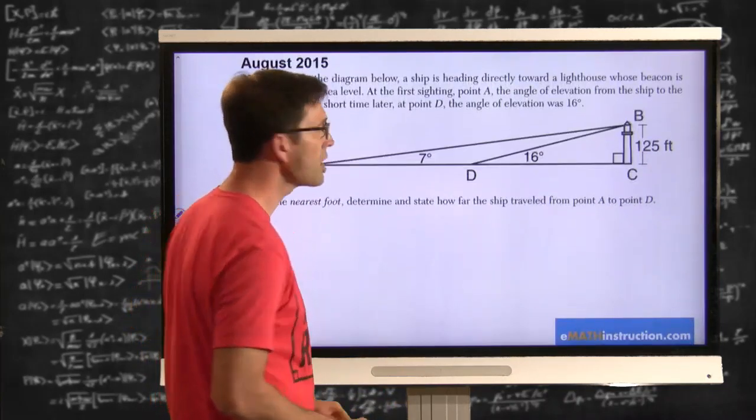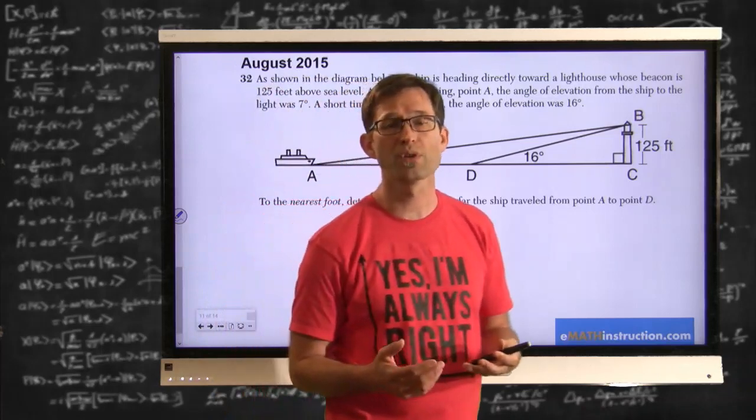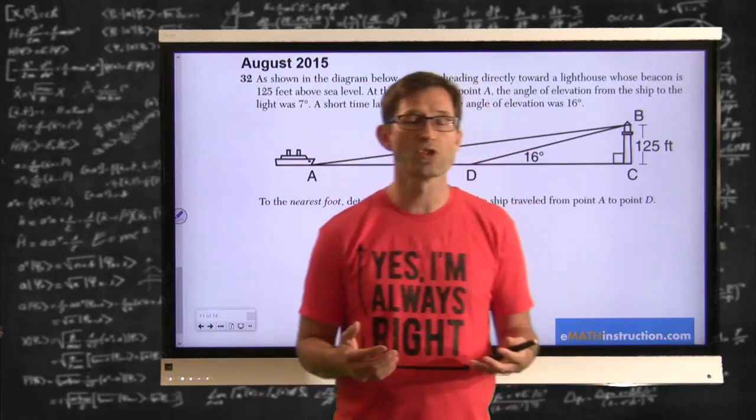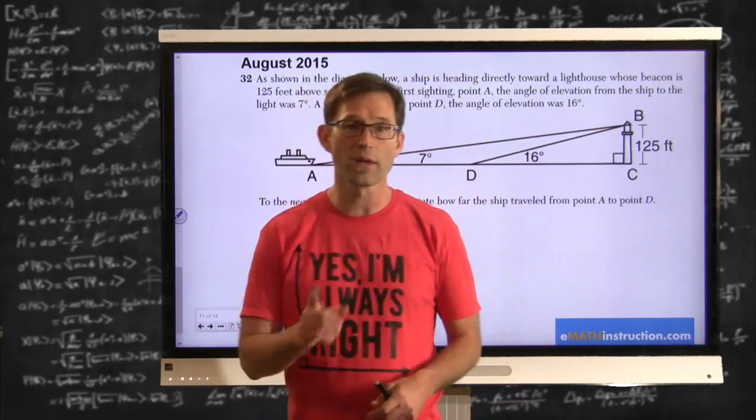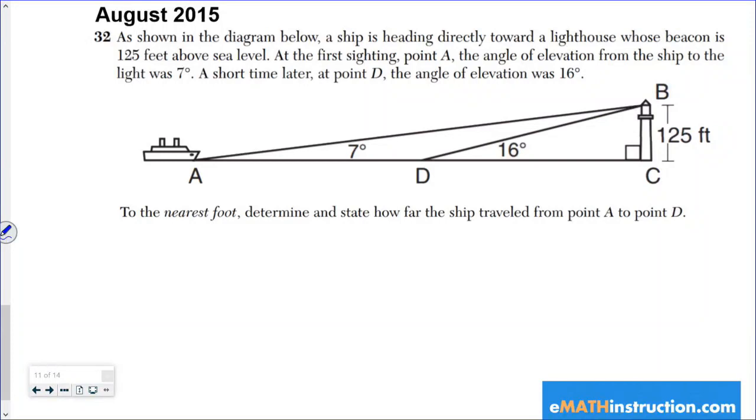All right, let's take a look at one last one. You can have free response problems, oftentimes 4-point problems, where you have to do multiple trig ratios in order to get the right answer. So let's take a look at August 2015, problem number 32. As shown in the diagram below, a ship is heading directly towards a lighthouse whose beacon is 125 feet above sea level. At the first sighting, point A, the angle of elevation from the ship to the light was 7 degrees. A short time later, at point D, the angle of elevation was 16 degrees. To the nearest foot, determine and state how far the ship traveled from point A to point D.